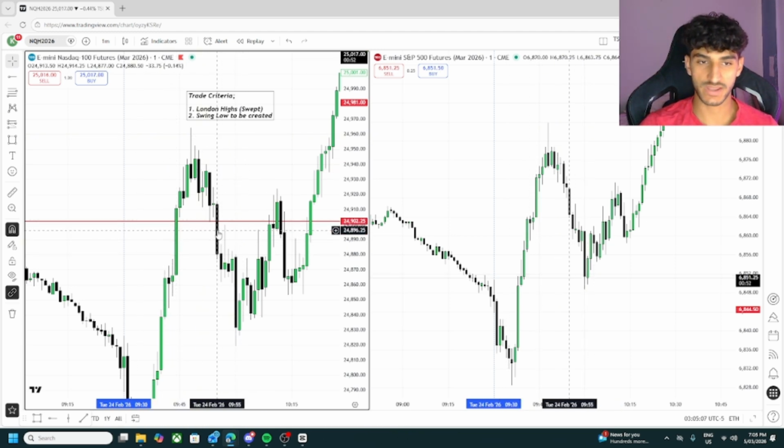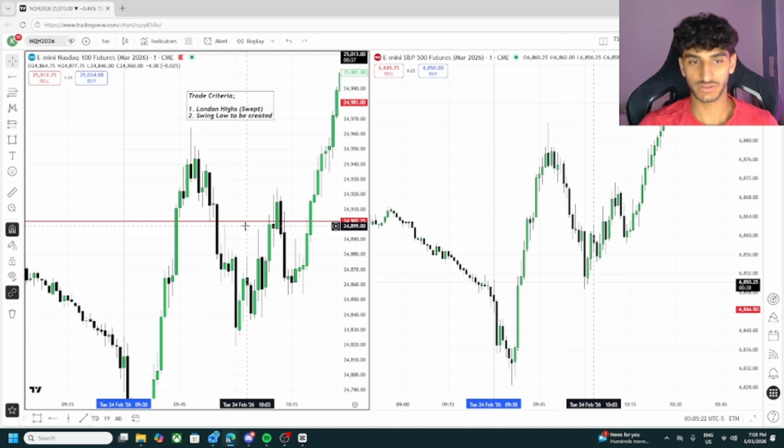Now, after sweeping that buy side liquidity level, we are going to now be looking for a swing low to be created. And the reason why I want to see a swing low being created is because step number 3 and step number 4 are both correlated to that swing low being created. Without that step number 2, then step number 3 and step number 4 are pretty much unavailable to be shown on the charts, right?